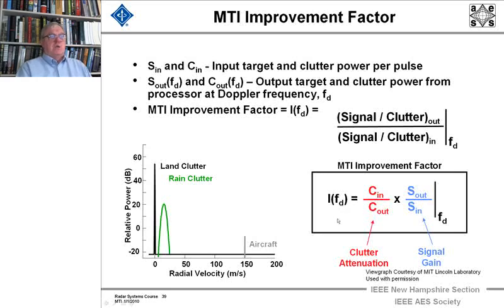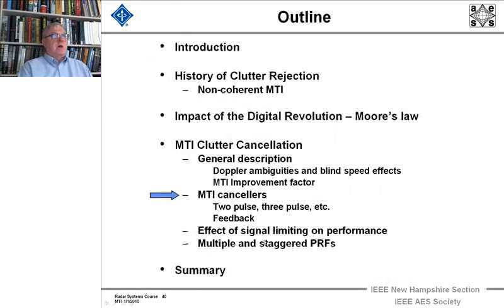What you're going to do is, each individual MTI filter or pulse Doppler processor will have an MTI improvement factor, which should be plotted as a function of the Doppler of your target. Because the clutter is going to be different in different places, the targets will be different, and so it has to be measured, calculated, and quantified as a function of Doppler.